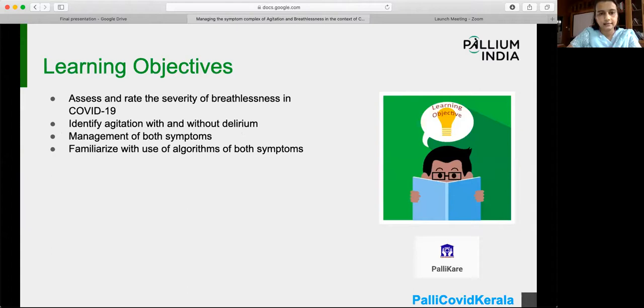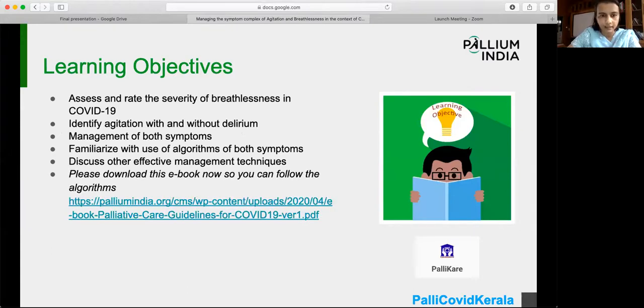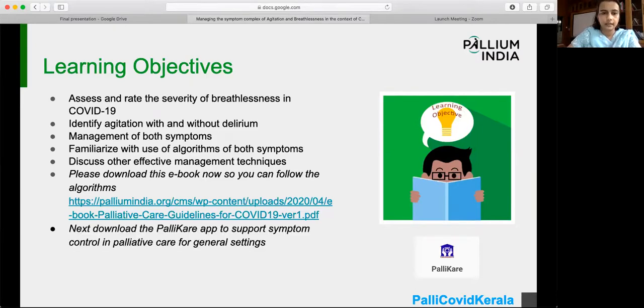As I mentioned, this education material is presented as an ebook, and all the symptoms we have covered in the ebook are in the form of algorithms. So I'll be mentioning all these algorithms throughout the session. I've given a link in the chat to download the ebook, so those who haven't downloaded it can do it now, so that you'll be familiar with the algorithms. We'll be discussing what's in the ebook as well as other effective management techniques. The other useful education material for palliative care is the PalliCare app, which can be downloaded to your smartphone and which supports symptom management in palliative care and general settings.